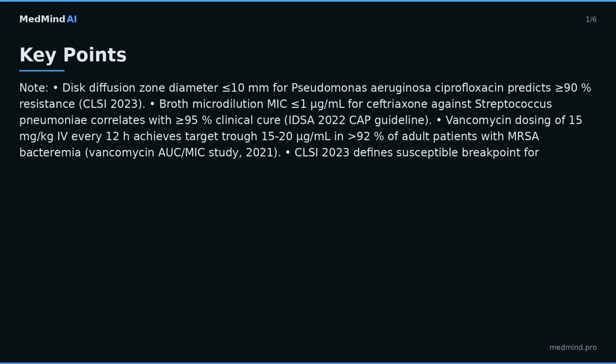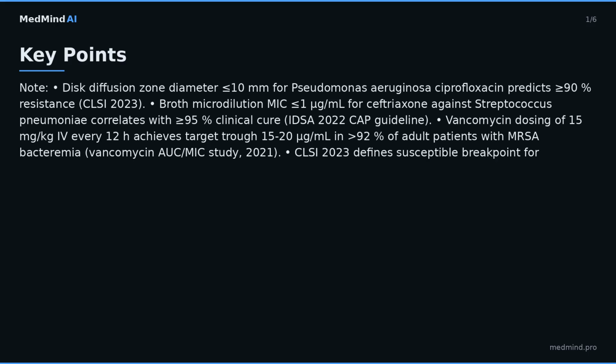EUCAST 2022 recommends a 2 g every 24H dose of ceftriaxone for community-acquired pneumonia, achieving greater than 85% probability of target attainment, PTA, for MIC less than or equal to 0.5 µg/ml. The cost of performing BMD on a 96-well plate averages $4.50 per isolate, compared with $2.30 for disc diffusion. However, BMD reduces categorical error by 1.8%, J Clin Microbiol 2020.